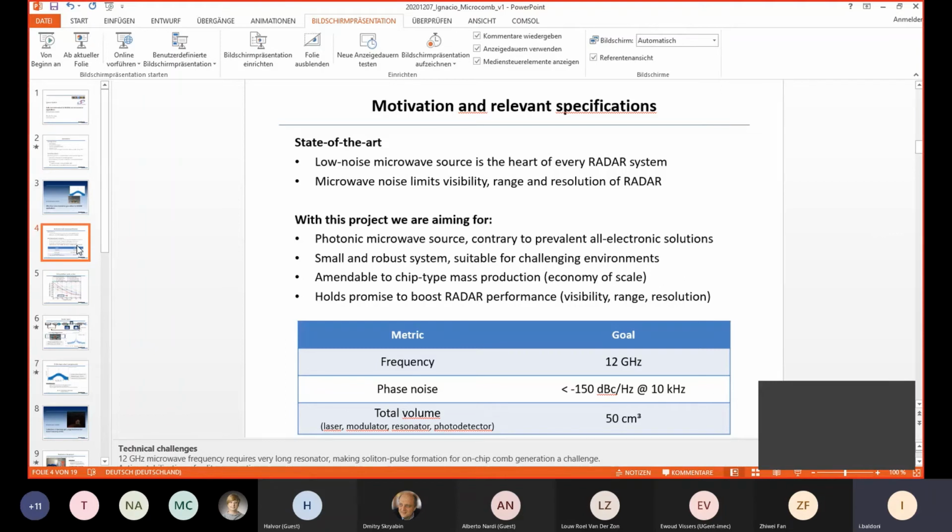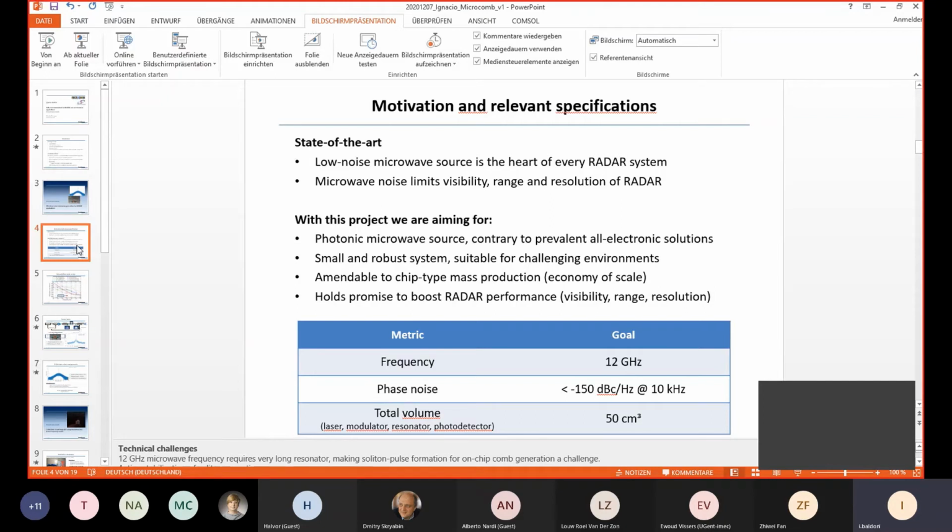We want to build a compact, small, and robust system that can also be suitable for challenging environments such as vibrations or temperature, among others. Obviously, we have in mind the concept of economy of scale to make a cheap mass production. And also, obviously, we would like to improve the performance of radar to overcome these issues that I was mentioning before, which are visibility, range, and resolution.